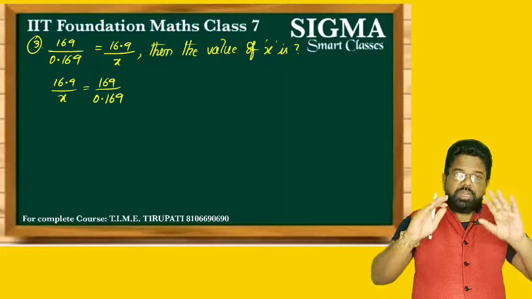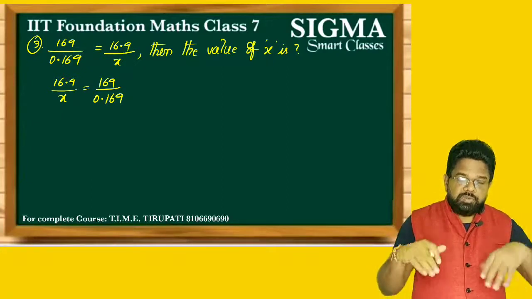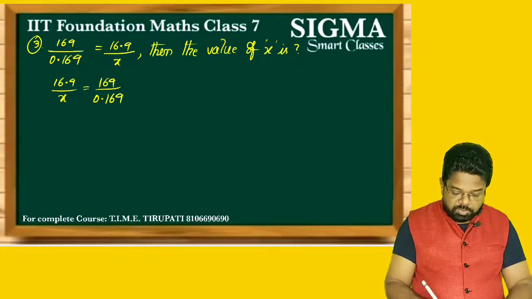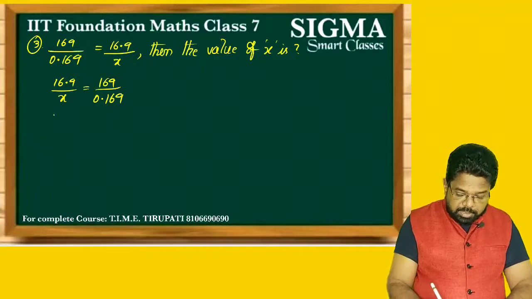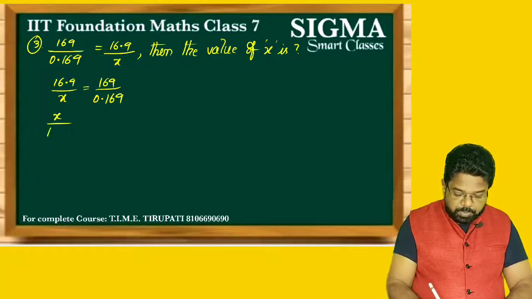Okay. So now take the inverse. Inverse on both sides you have to take the inverse. So 16.9 by x can be written as x by 16.9. Now here also reverse. So 0.169 by 169. Its value cannot be changed.